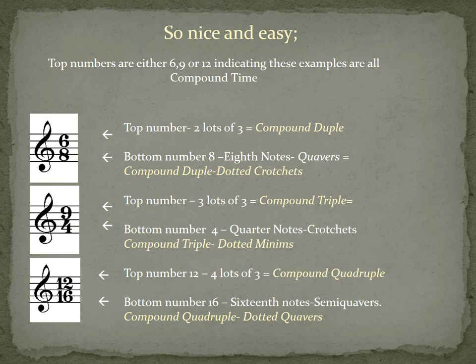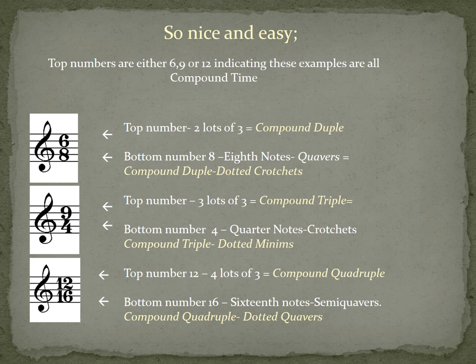So just to make it as easy as possible for you, if that was a little bit complicated: top numbers are either 6, 9 or 12, indicating that the examples are all compound time. The top number on the first one is two lots of three, compound duple. The bottom number is eight, eighth notes, quavers. So it's described as compound duple, dotted crotchets. Two dotted crotchet beats per bar, two lots of three quavers.